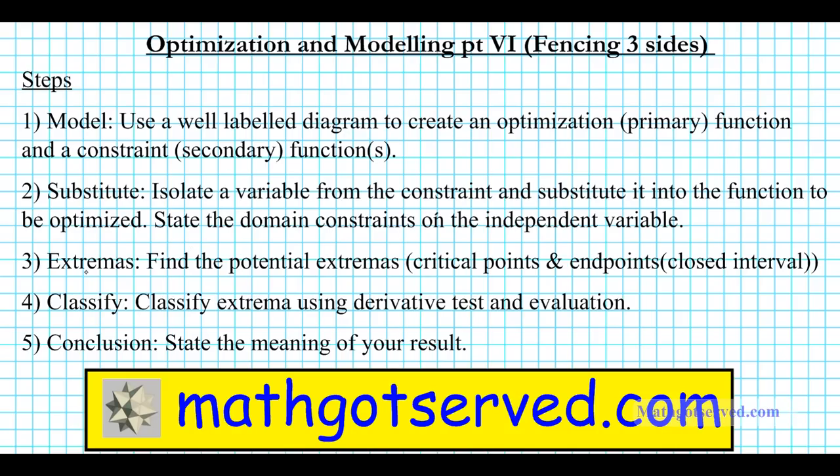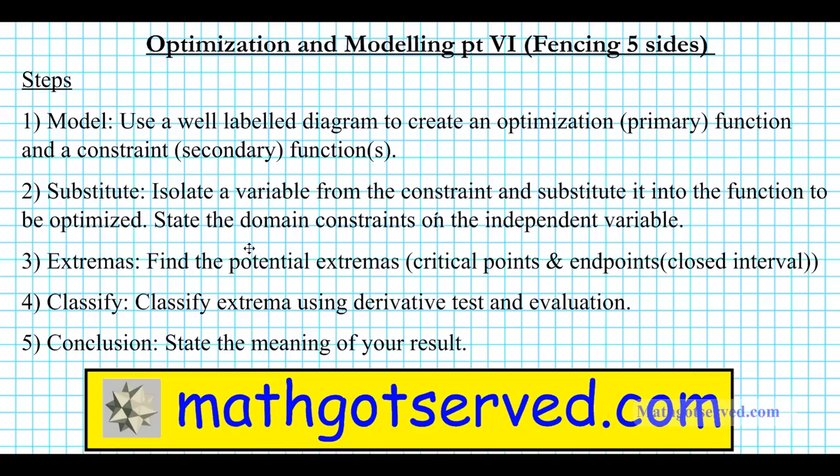So these are the 5 steps we're going to be using to solve our optimization problems. Step 1 is modeling, where we will create a diagram where applicable, generate an optimization and constraint functions. Step 2 is substitution, where we'll have our function in terms of just one variable as a result of substituting our constraint function into our optimization function. We will also state the domain in step 2.